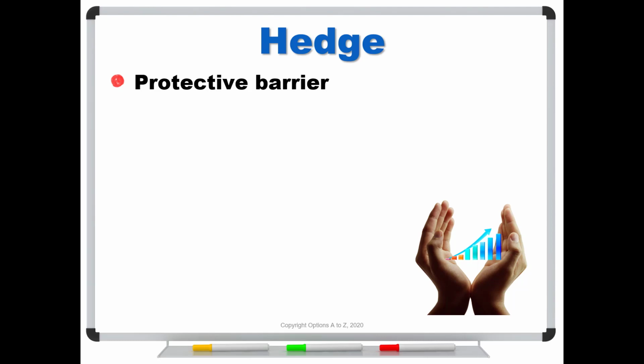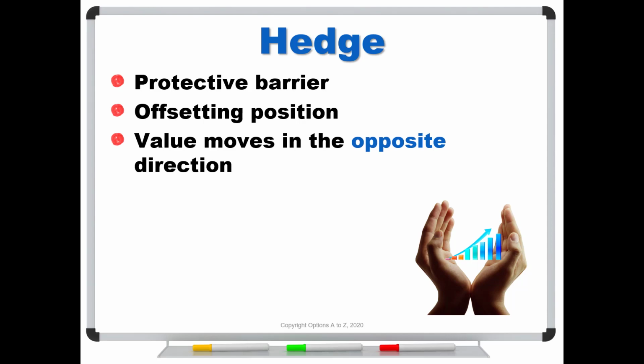And we're normally doing it with what's called an offsetting position. Some type of an asset, could be futures contracts, options contracts, could even be shares of stock if they're used in the right way, but it's an offsetting position. And what that means is that the value moves in the opposite direction. And in doing so, it sets up some type of a protective barrier.